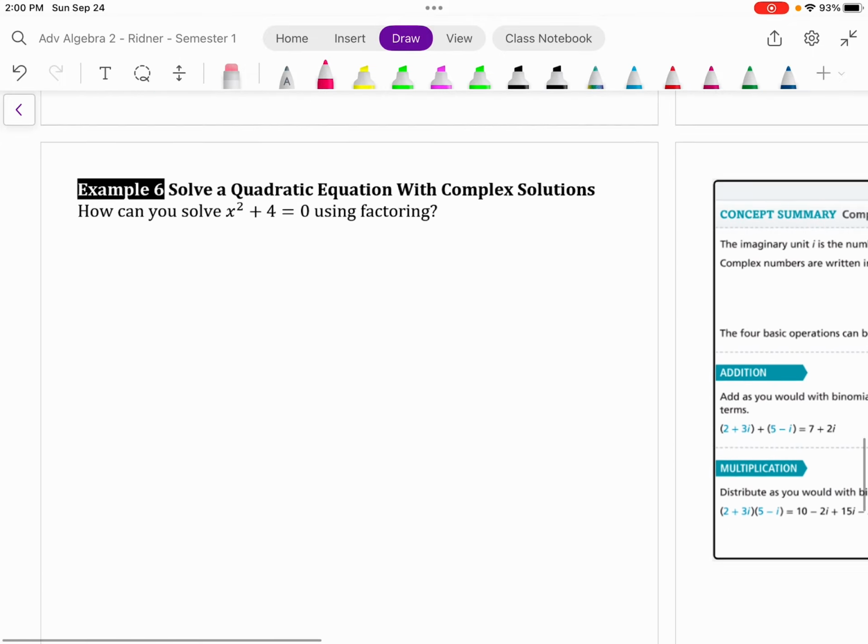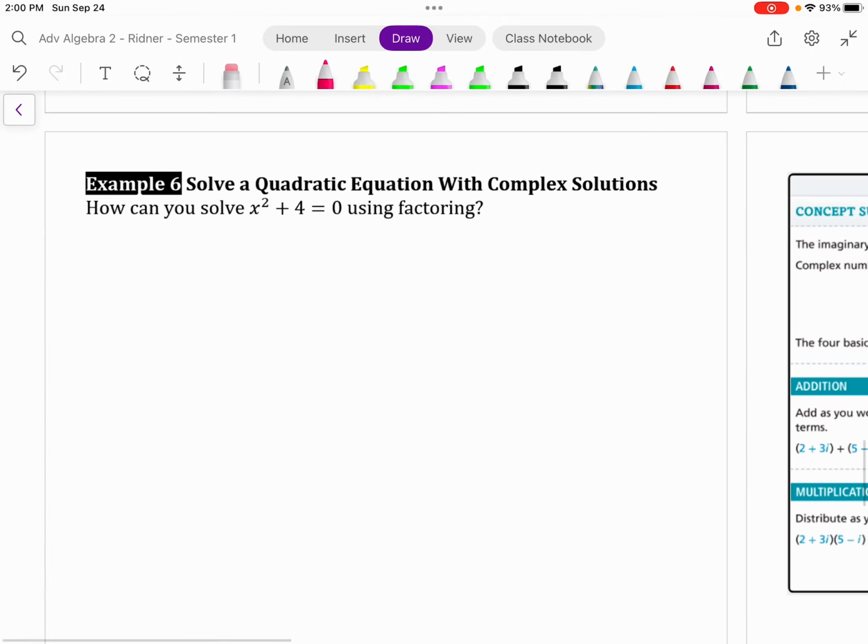Let's do the last example though, for example 6. So how can we solve this one? Except we're not going to use factoring, we're going to use solving by square roots. Alright, so here's what we do. We have x squared plus 4 equals 0.